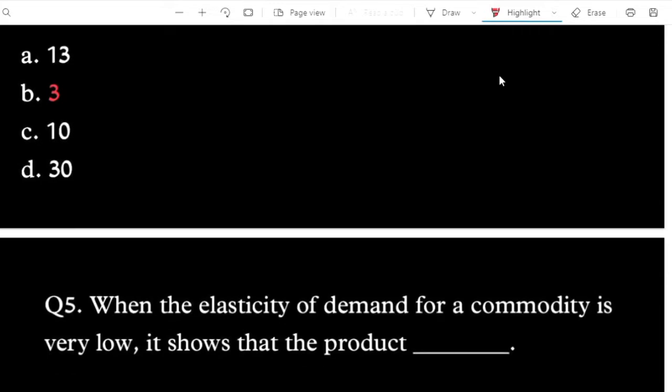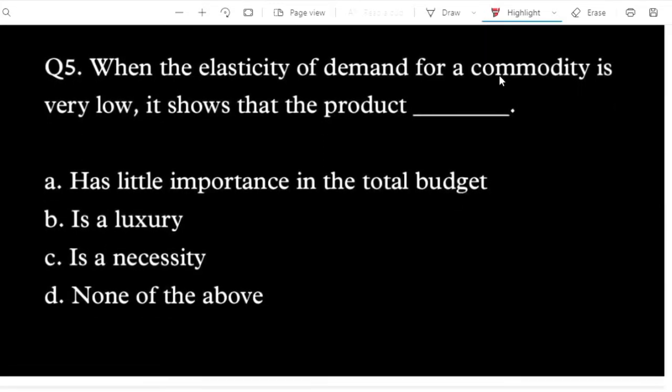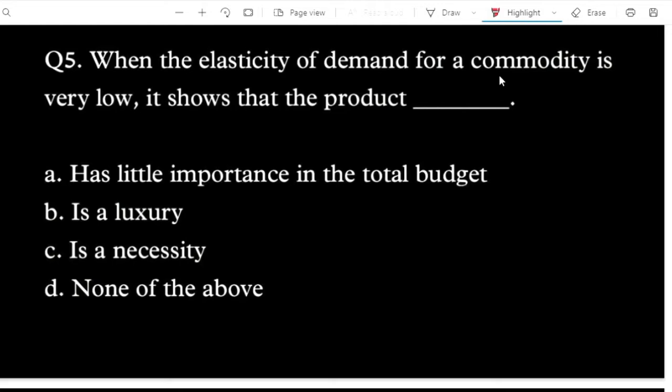Let's move to our fifth question. When the elasticity of demand for a commodity is very low, it shows the product dash. Option A has little importance in the total budget. Option B, it is a luxury. Option C, it is a necessity. Or option D, none of the above. The right answer to this question will be option number C, it is a necessity.